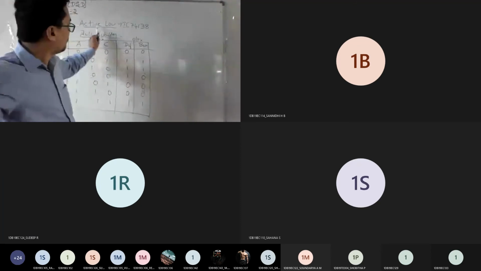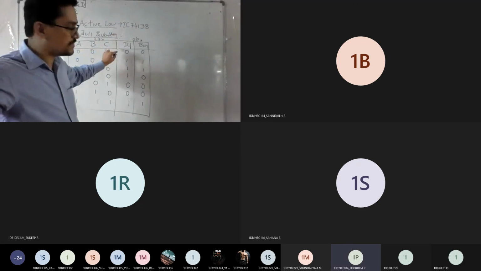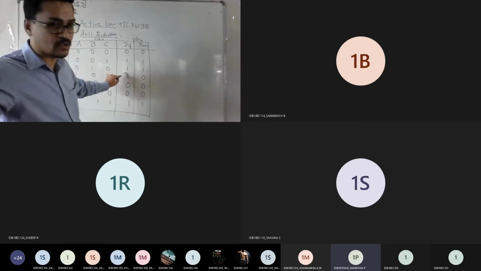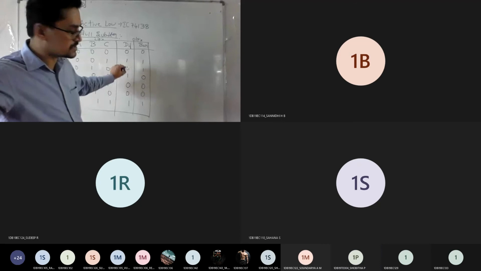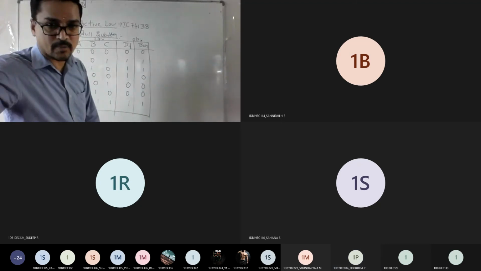I hope you remember whether it is active low, IC 74138 questions, right? If they don't mention whether it is SOP or POS form, the default will go for your minterm. So you need to connect this to a NAND gate. What about borrow? Which gate will you connect borrow to?